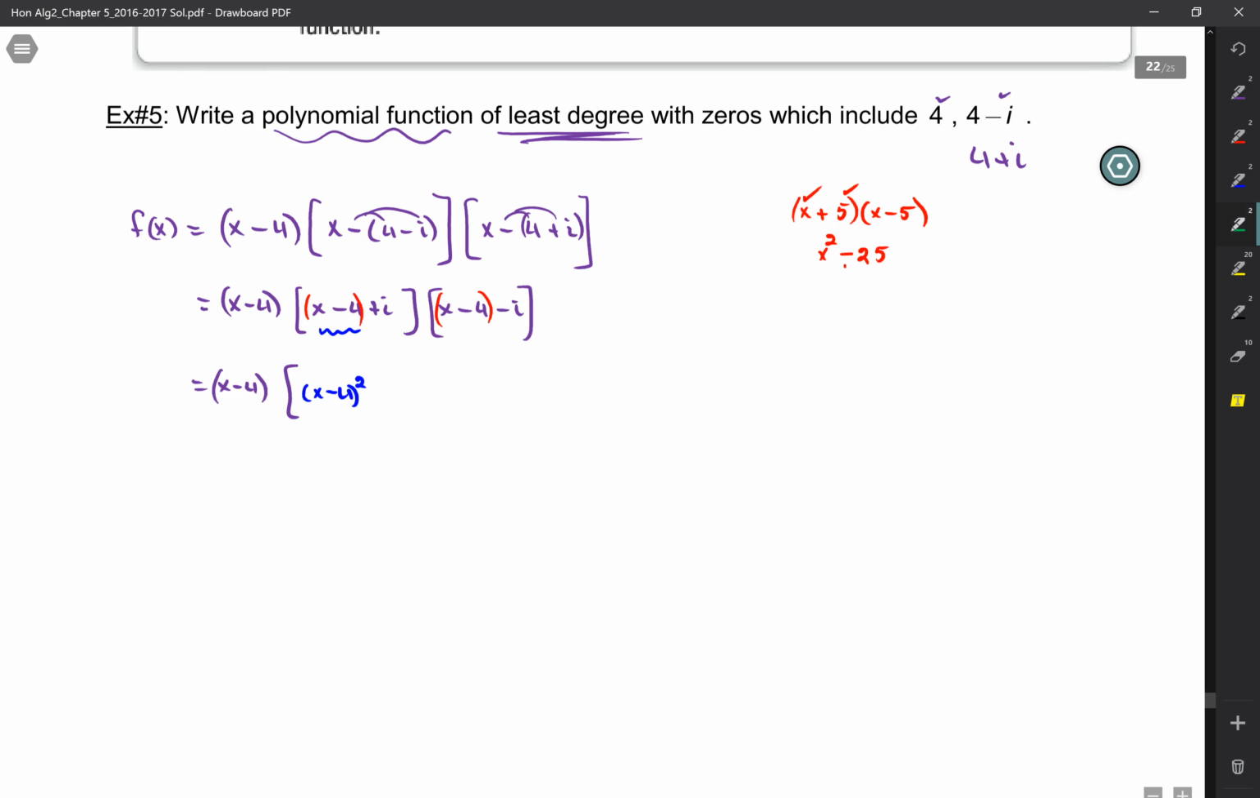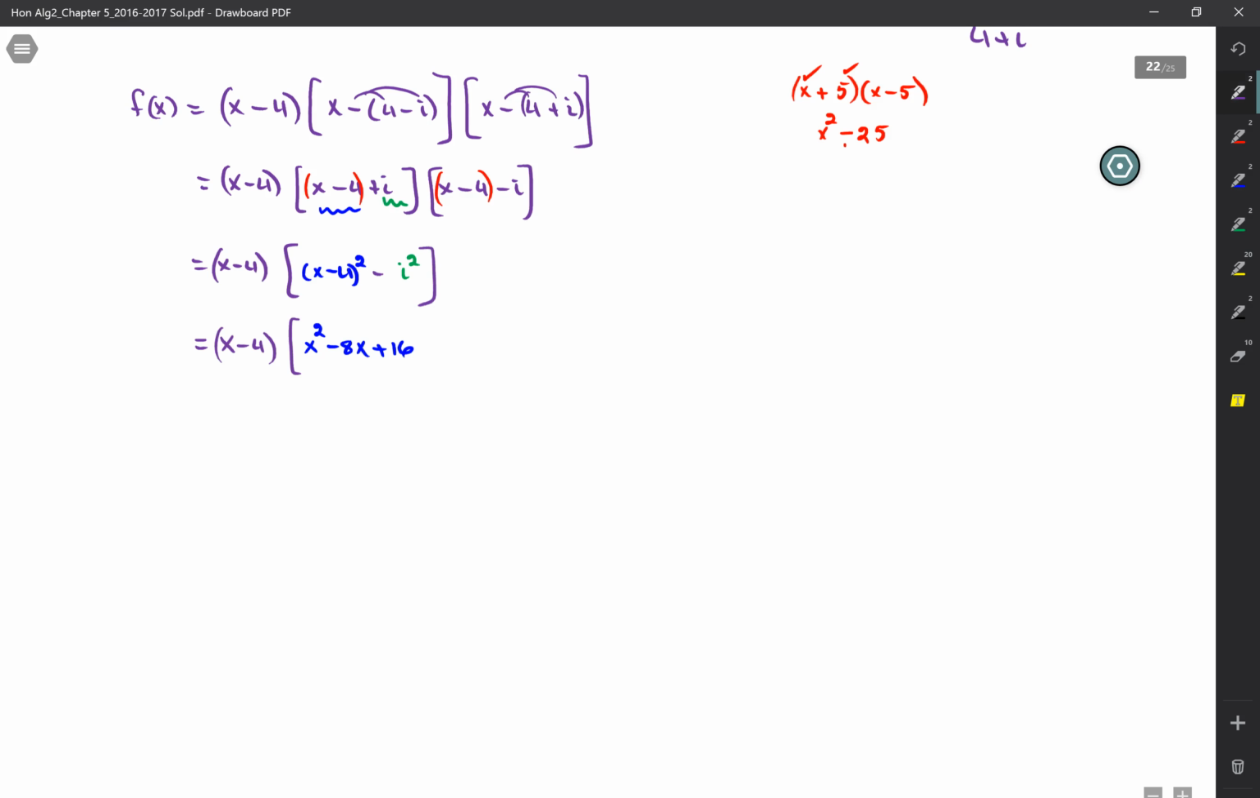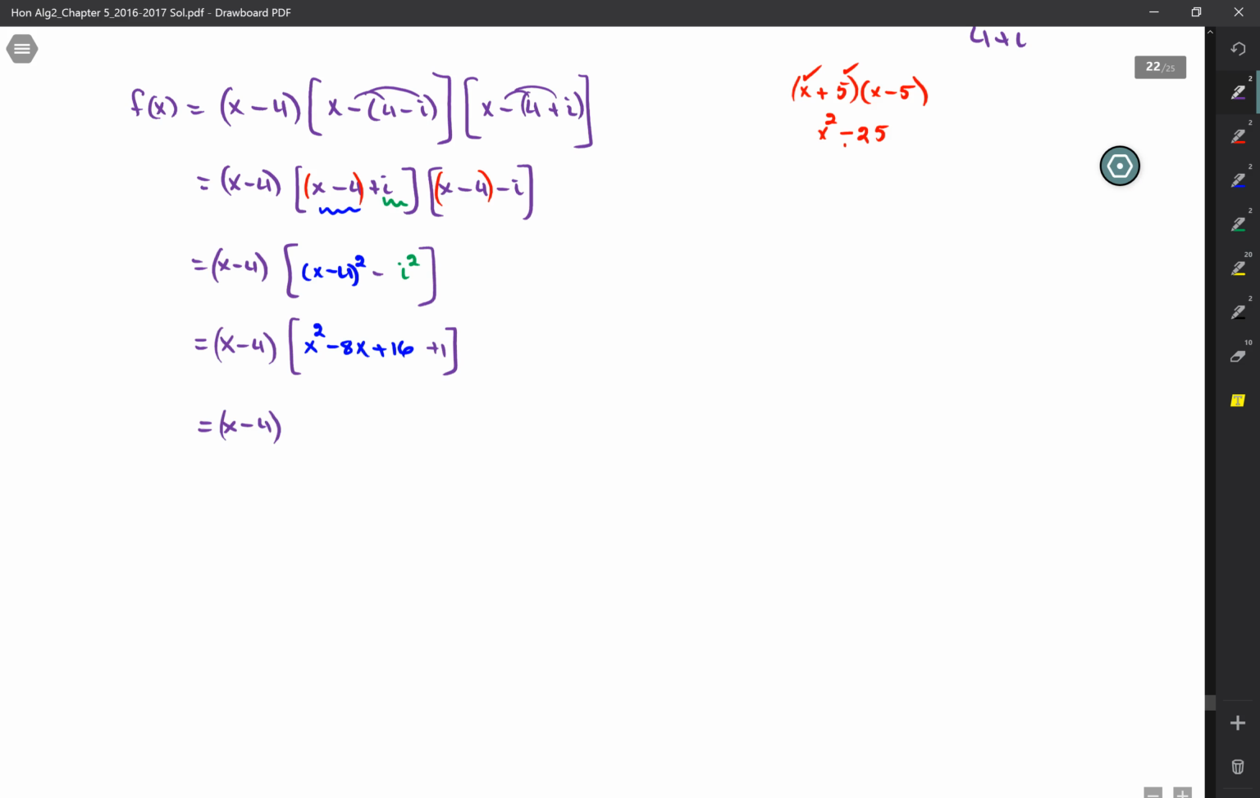And then I'm going to take the second term and square it. And what sign do I put in the middle? A minus. So let's see where that gets us. x minus 4 squared, what's that going to give me? Minus 8x plus 16. Minus i squared will be what? Plus 1. So now I have x minus 4 times x squared minus 8x plus 17, and now I'm going to distribute.